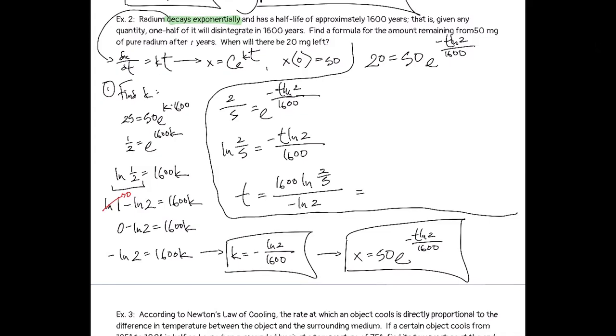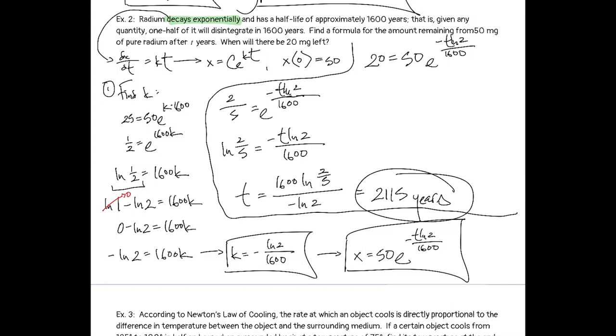When you type this all into the calculator, these numbers are not as nice as the numbers we saw in example 1. This should give us about this many years. So in about 2100 years, you'll have 20 milligrams of radium left from your initial sample of 50 milligrams, okay?